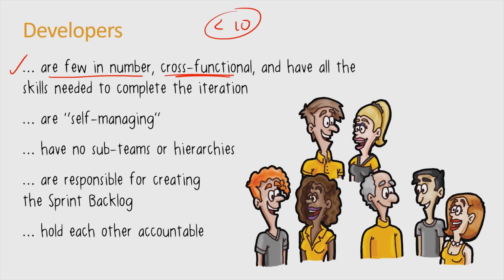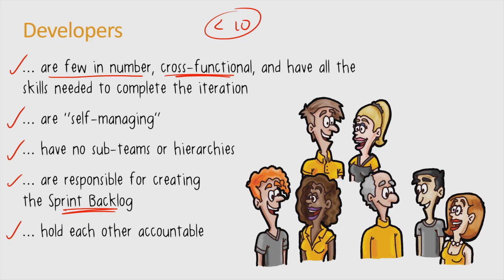As we've said, the developers are self-managing or self-organising, so nobody tells them what to do, nobody micromanages, there are no sub-teams or hierarchies, and they are responsible for creating the sprint backlog, which is that list of work that the team is going to undertake during the sprint. They hold each other accountable, not only for quality of work and for professionalism, but also for commitment to actually getting a working piece of software, a working increment, at the end of the sprint.